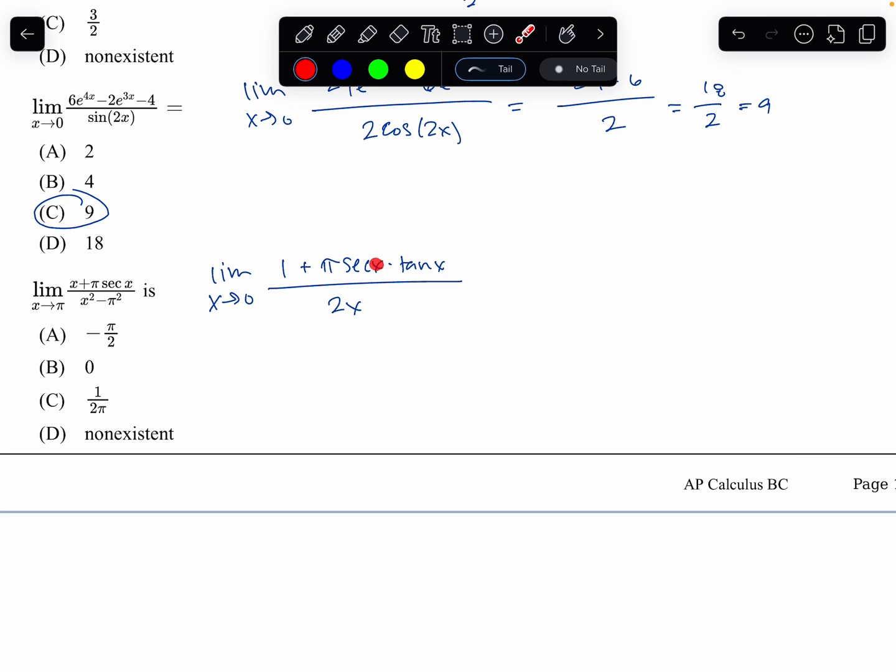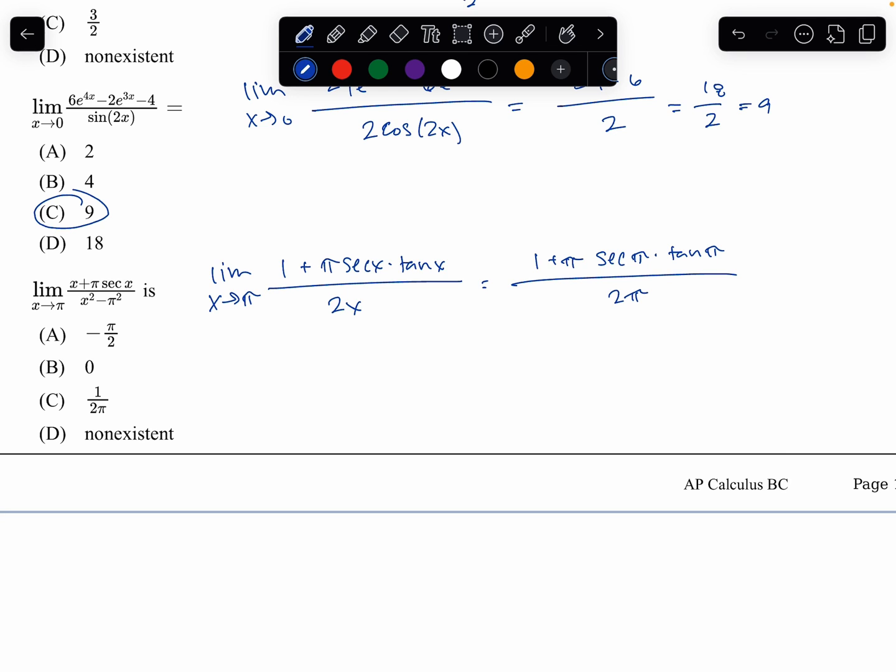Now wait a minute. Hold up right here. Oh wait, that's why it's not working out. That's not 0 right there. It's pi. I was like, wait. So we can plug in pi. Sorry about that. So then we get 1 plus pi secant of pi times tangent of pi over 2 pi.